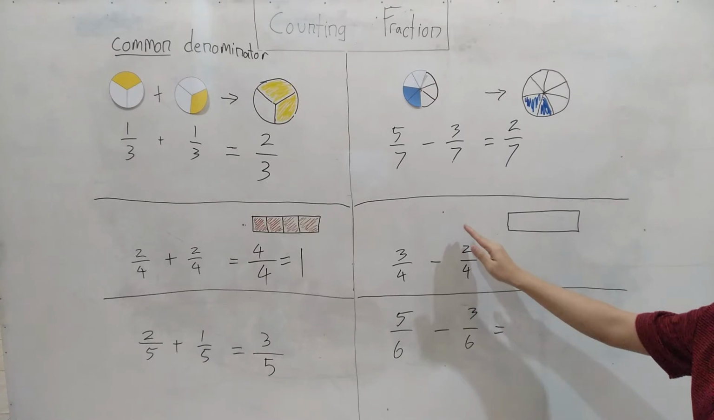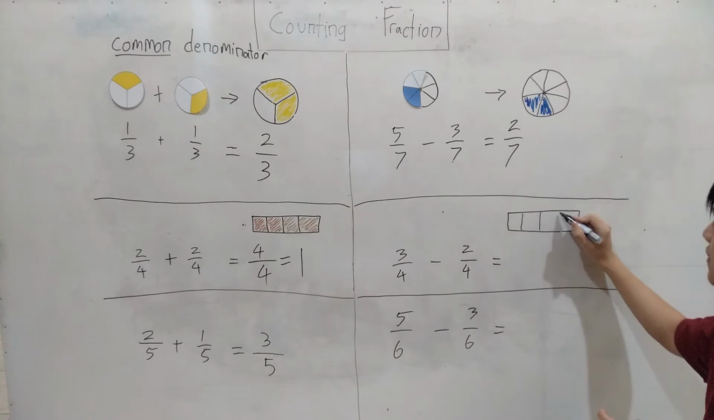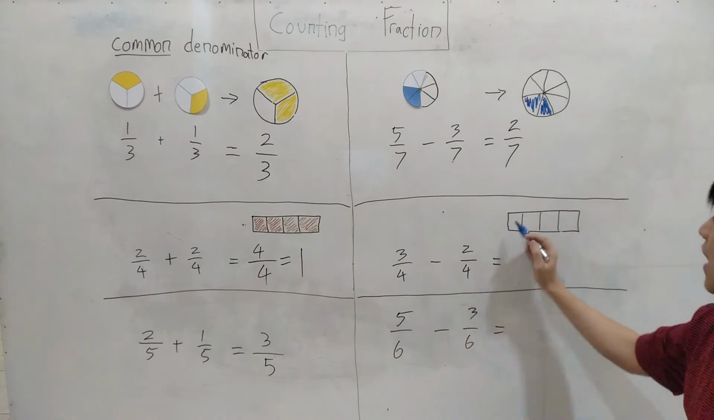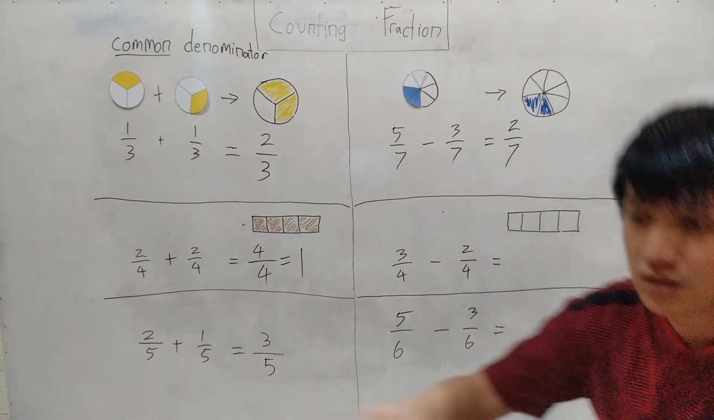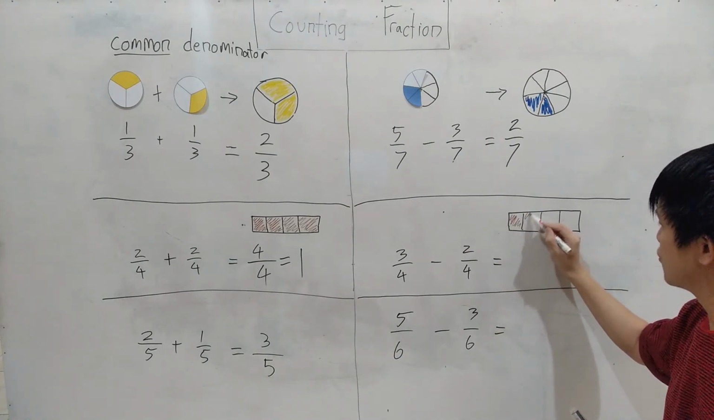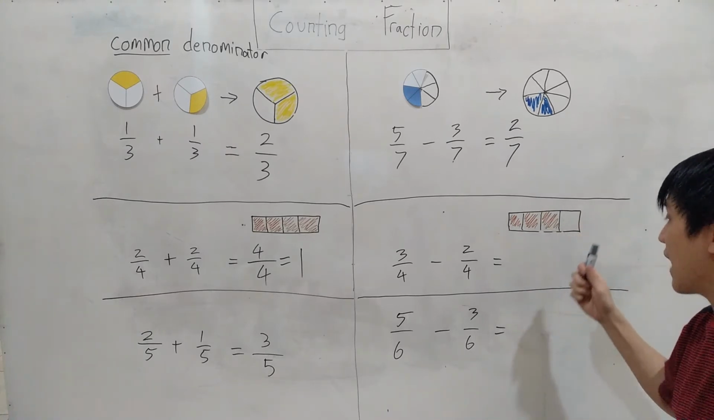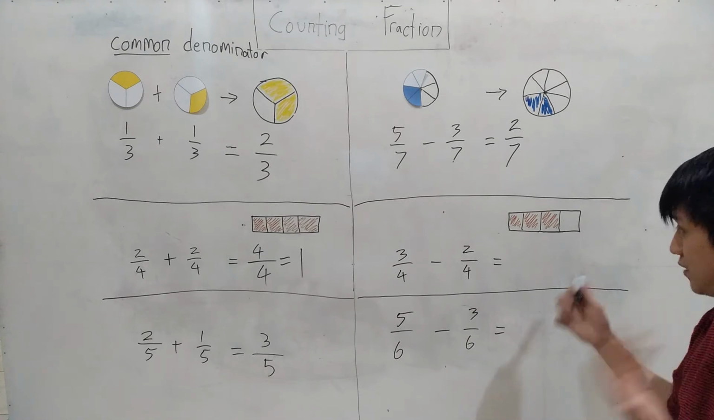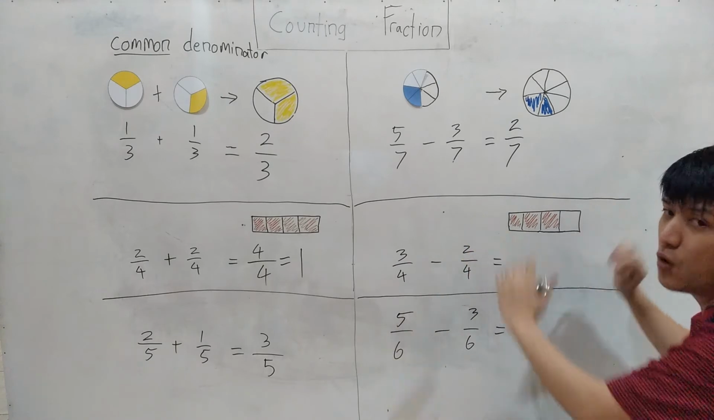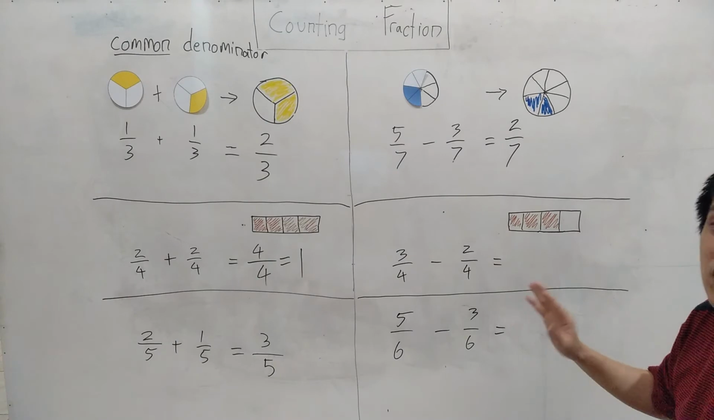3/4 minus 2/4, which means I have quarters, right? My denominator is quarter. So now, let's say that I had 3 chocolate bars out of 4 equal pieces. So even in the beginning, I do not have a full bar anymore. Even in the beginning, 1 piece is missing. You have to remember that, okay?